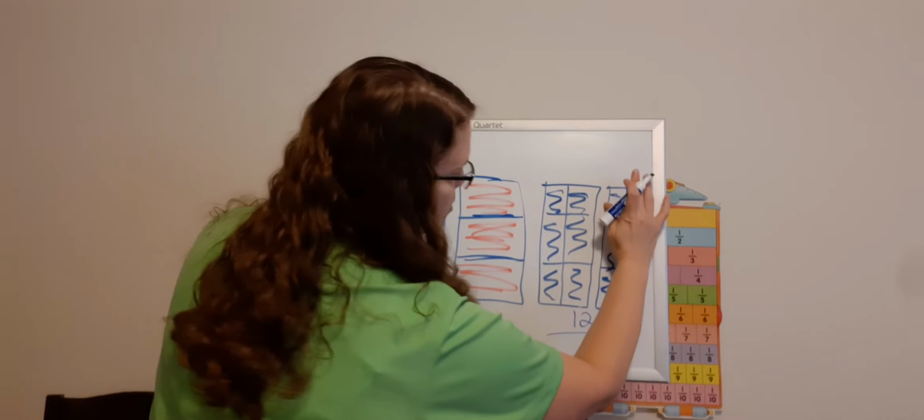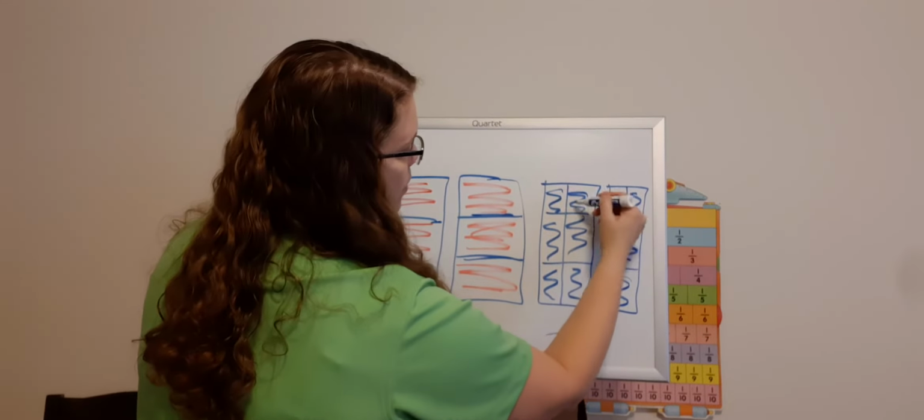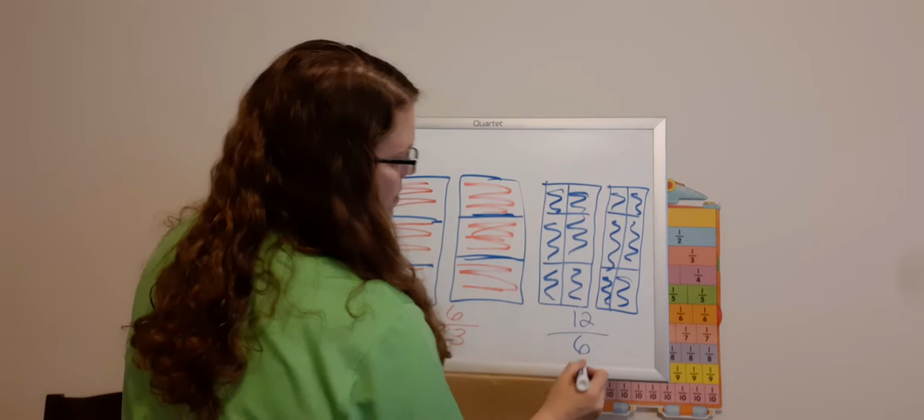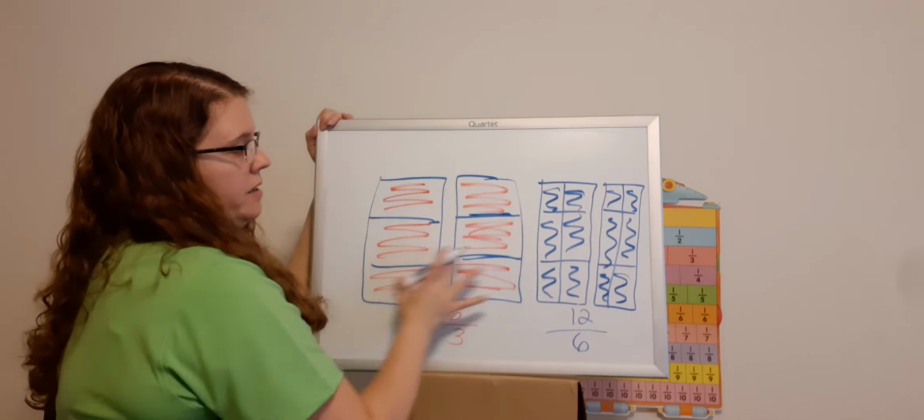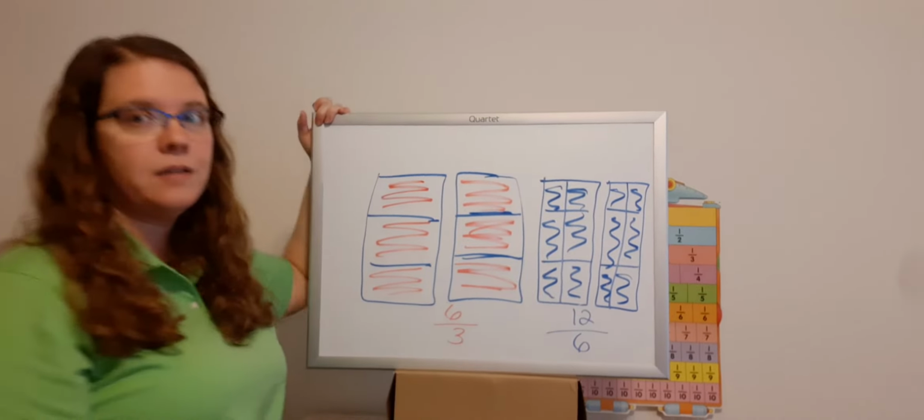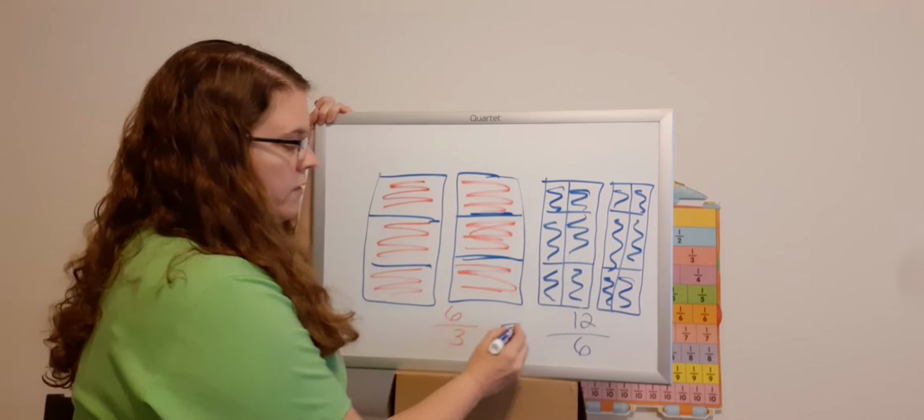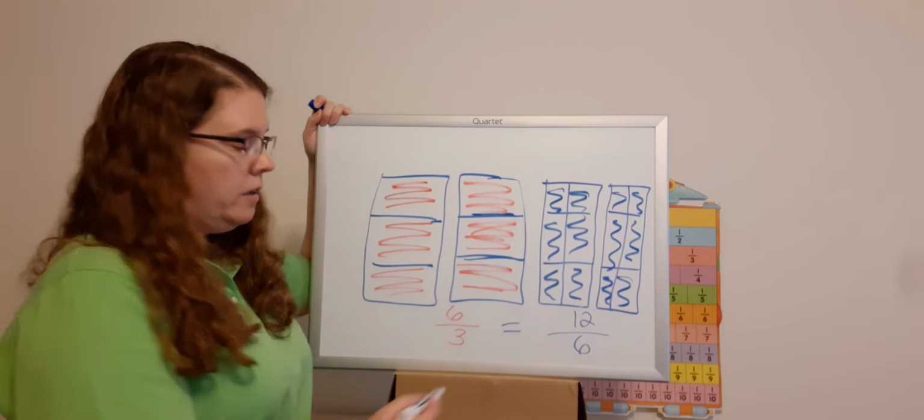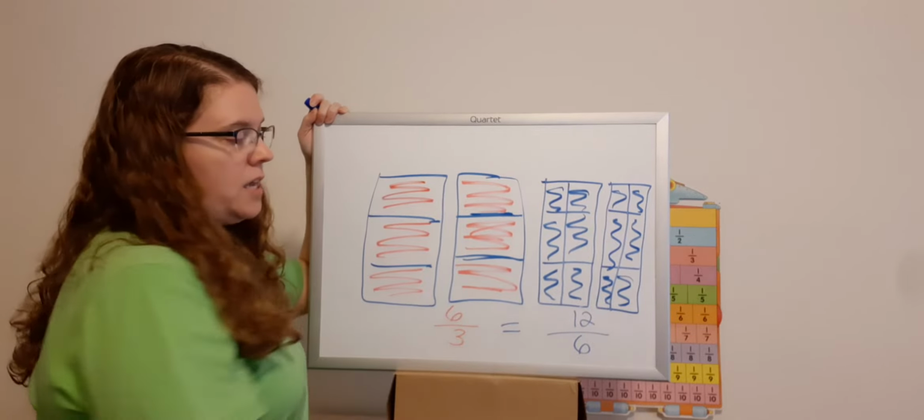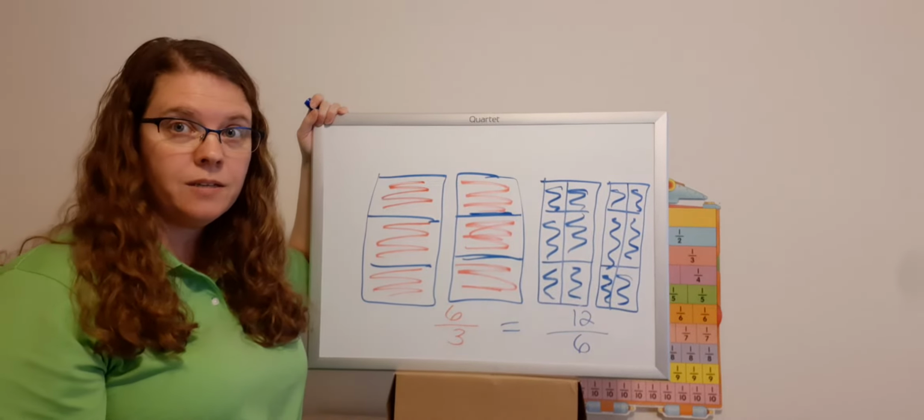Now, how many shaded parts are there in both of these rectangles? 1, 2, 3, 4, 5, 6, 7, 8, 9, 10, 11, 12. Forget this one is here. How many is in one? 1, 2, 3, 4, 5, 6. So is this the same as this? Yes, they're equal, even though their fraction's greater than one. So 6/3 is the same as saying 12/6.